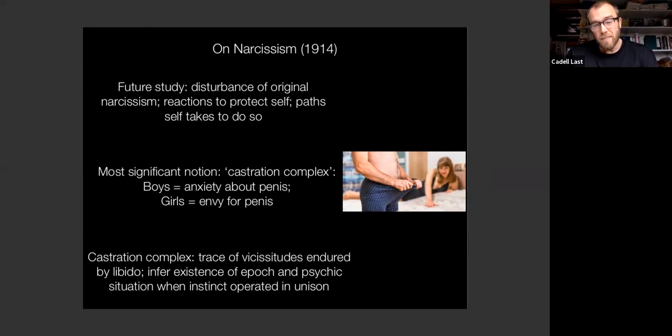And you can infer from the existence of the complex an epoch in the psychic situation when the instinct was operating in unison, namely before the sexual division, when the libido was one. For Freud, the libido is one. For Freud, the libido is masculine, and it undergoes a division in the vicissitudes of the psyche, because it cannot be one. It cannot be purely autoerotic. It cannot remain in this narcissistic self-reference with itself.